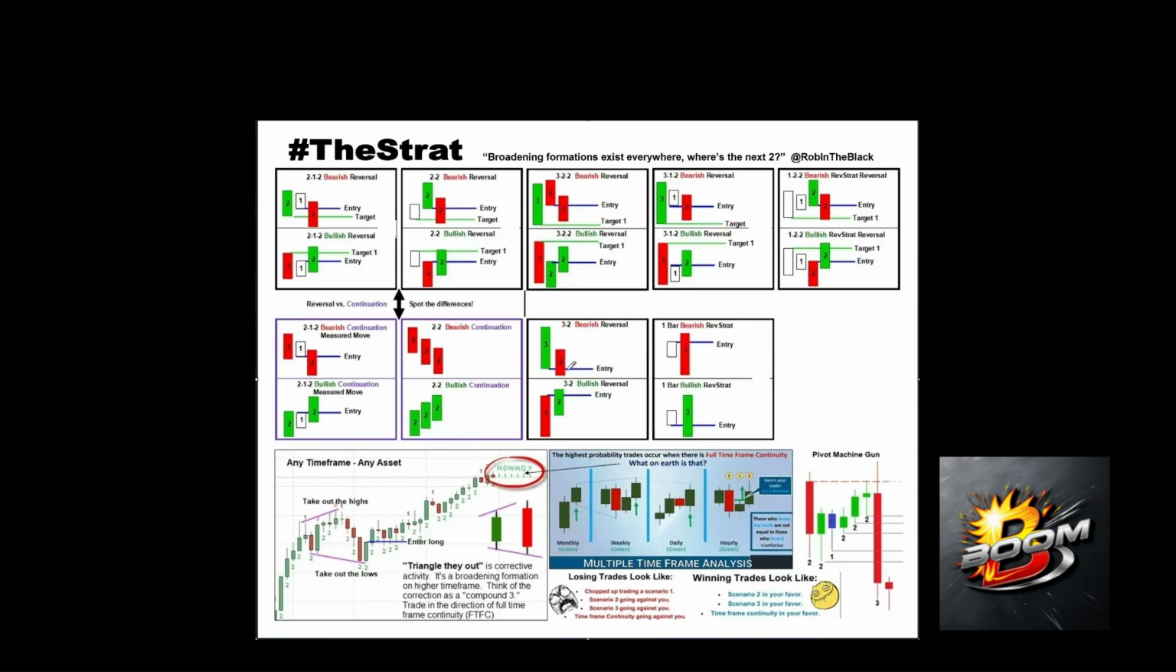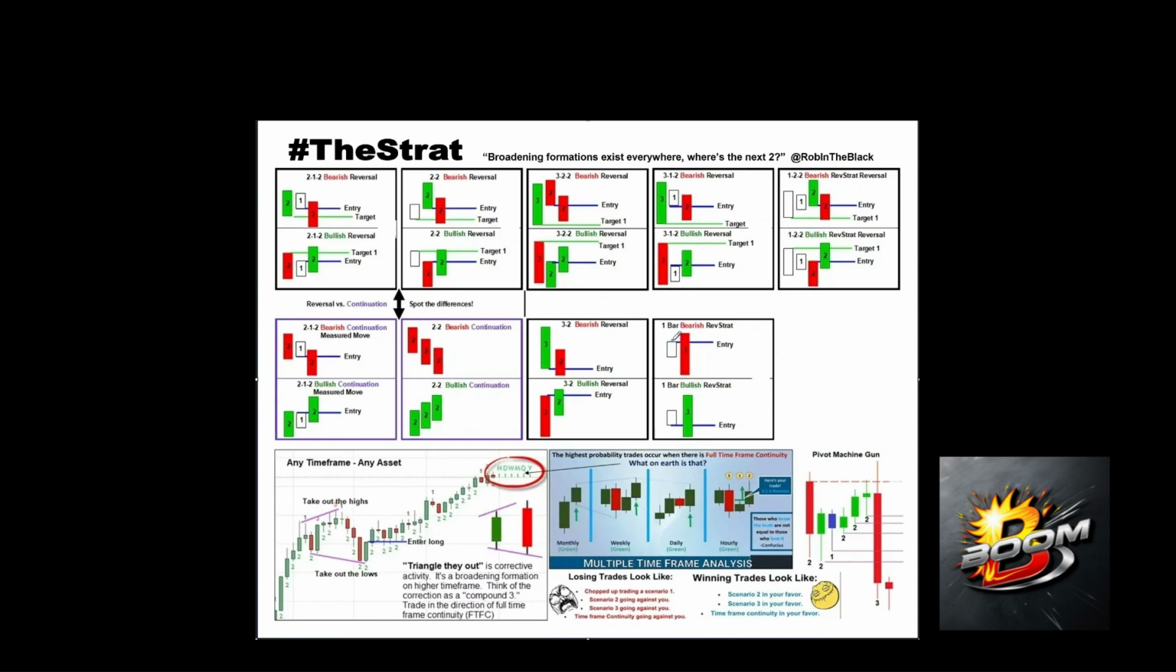The 3-2-2. A lot of times you'll get a 3-2-2 continuation, or you'll get a 3-2-2 reversal. But again, a lot of times when you see a 3-2, you'll see that it'll go 3-2 and often reverse. So I would just keep that in mind and know what they are, but I wouldn't necessarily trade just a 3-2.